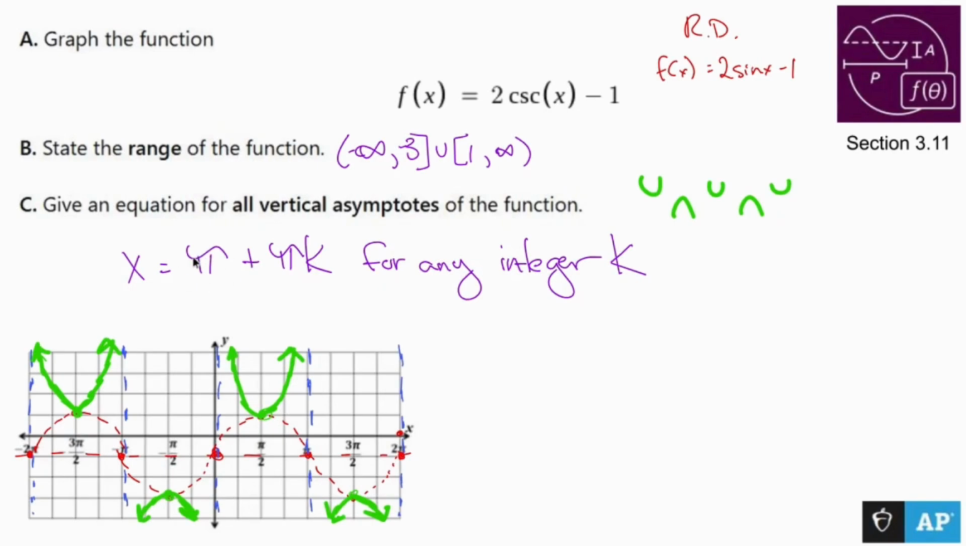Now technically, I didn't need that pi there. I probably should have just said x equals pi k for any integer k. Too late. I already wrote it out. This isn't wrong. This will work just fine. But yeah, tricky problem, tricky stuff. Graphing these, not for the faint of heart.